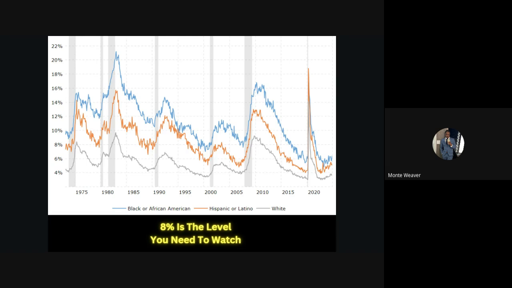They do this on purpose. You're going to understand later on in the presentation. But again, write this down. 8% is the level that you need to watch. The gray lines are recessions on this chart, if you didn't know. The gray lines are recessions. Every time that Black or African American unemployment has gone above 8%, we have had a recession.